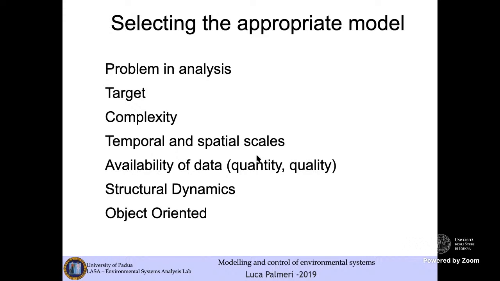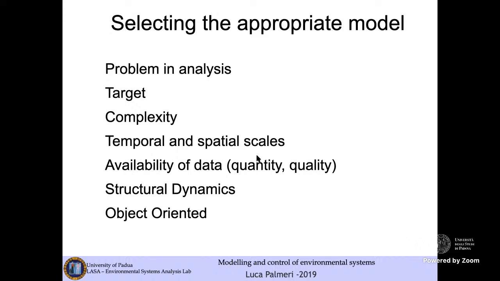Another concept that might guide us in defining or selecting the appropriate model is this: I shall ask myself if I want to include the possibility of structural dynamicity in my model. What is structural dynamicity? It is the possibility of changing the structure of the model itself in time. When I'm thinking of changing the structure, I'm thinking of including a new state variable, so a new actor comes into my plot, or excluding a state variable. So for example, one of the actors of my plot gets extinct or dies or exits from the plot.